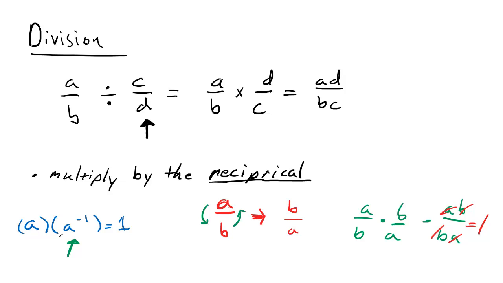Again, we can try an example. Let's do the same one that we did last time: 1/3 divided by 2/5. This is going to equal 1/3 times 5 over 2. Sorry, I'm running out of room. And this is equal to 5 over 6. And that is how we divide fractions.